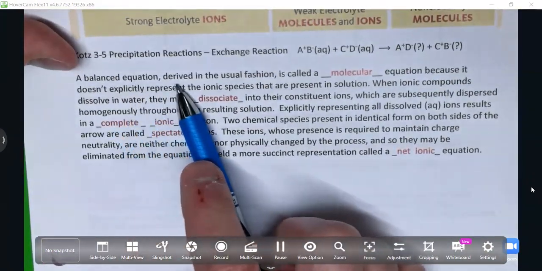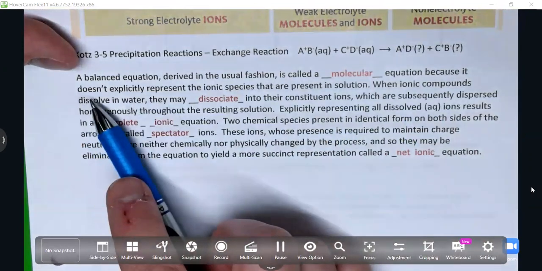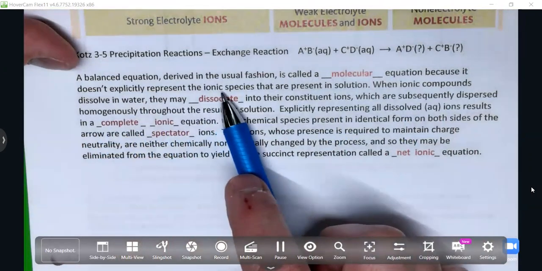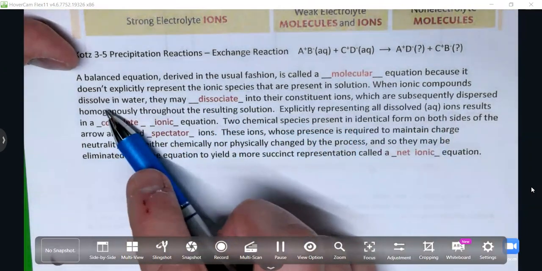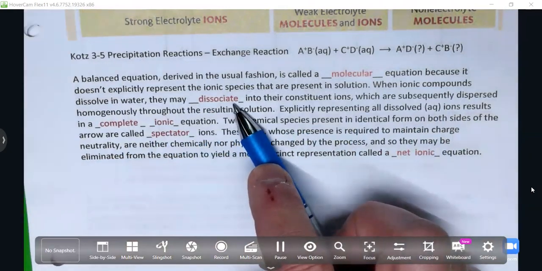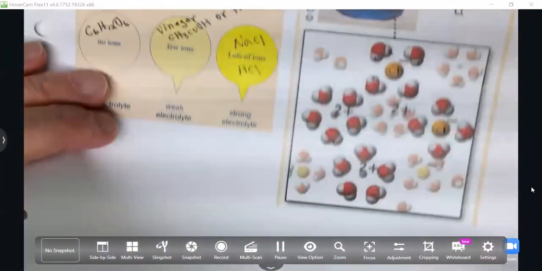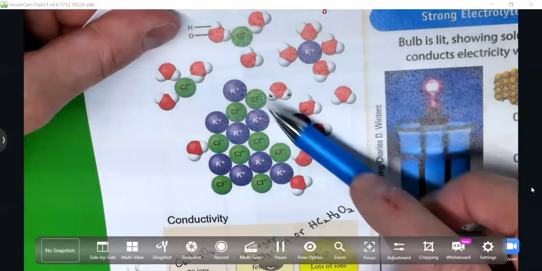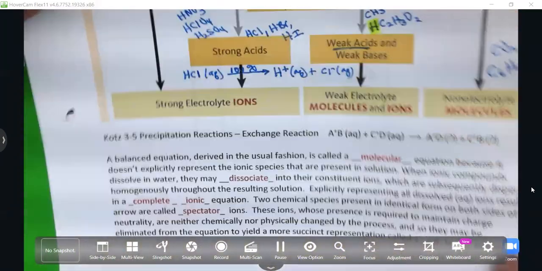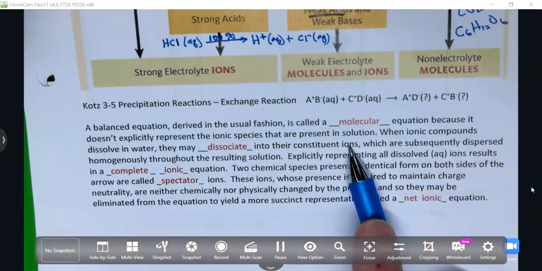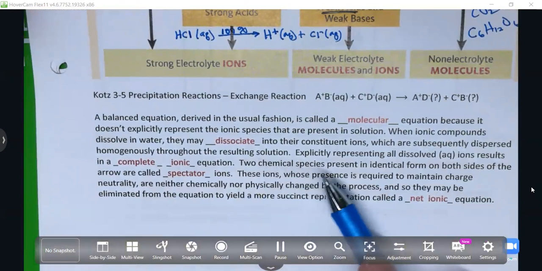We know a balanced equation derived in the usual fashion is called a molecular equation because it doesn't explicitly represent the ionic species that are present in solution. When ionic compounds dissolve in water, they may dissociate. That is, when they dissociate, splitting off from the crystal structure. This is the process of dissociation into their constituent ions, which are subsequently dispersed homogeneously throughout the resulting solution.